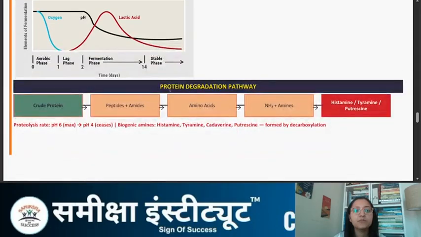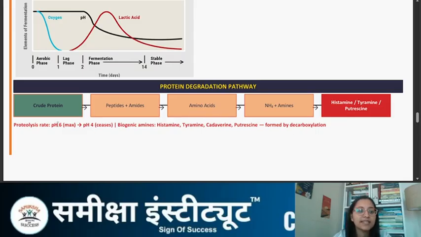Sometimes protein degradation also occurs. This is the characteristic feature of a poor quality silage. The crude protein gets converted into peptides, amides. Basically this is the proteolysis that is occurring: peptides, amides, then into amino acids, then ammonia and amines, and sometimes histamine, tryptamine, tyramine, putrescine are formed, and these are toxic to the animals. These are biogenic amines. These will cause toxicity symptoms inside the animals if the animals are fed poor quality silage.